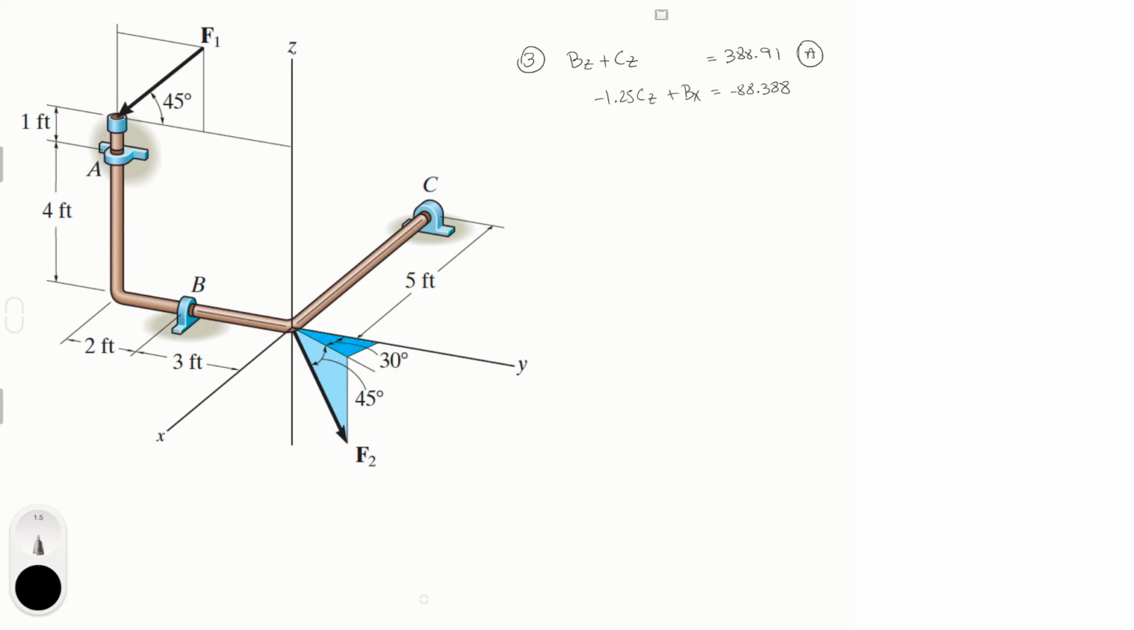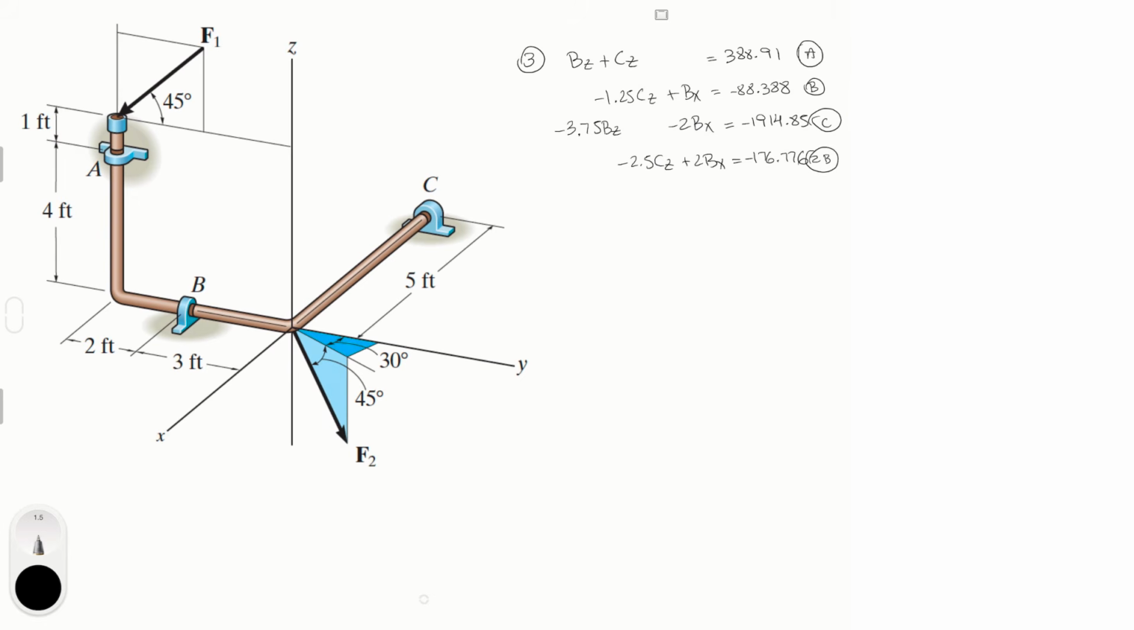So, let's call this equation B. Then minus 3.75 BC minus 2bx is equal to minus 1914.85. Now we know that if we multiply B times 2, and I'm going to rewrite it down here, I get that minus 2.5 cc plus 2bx is equal to minus 176.776. All I did was multiply that.